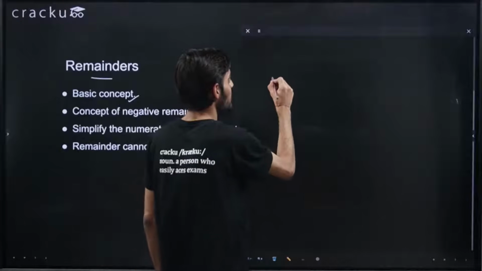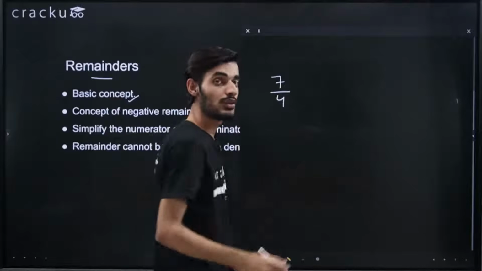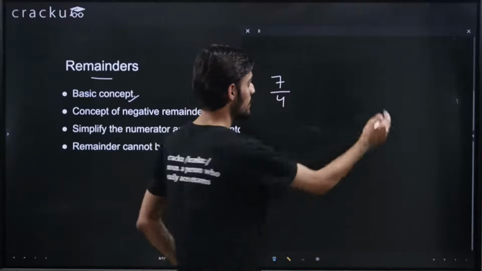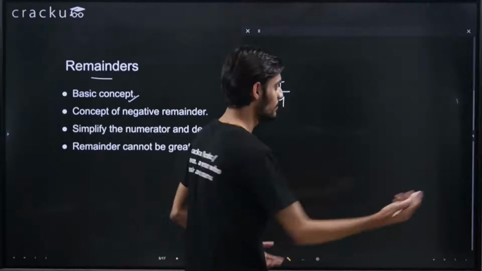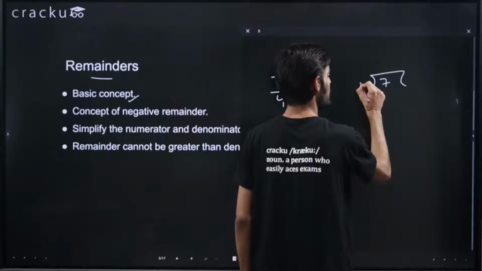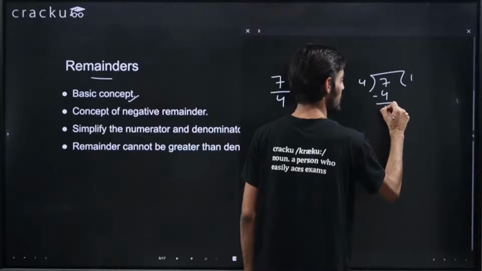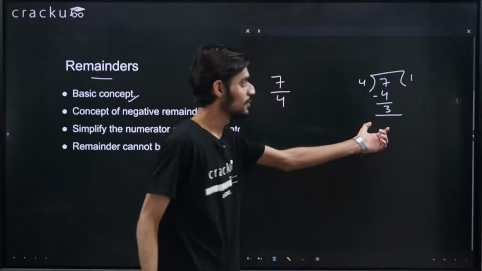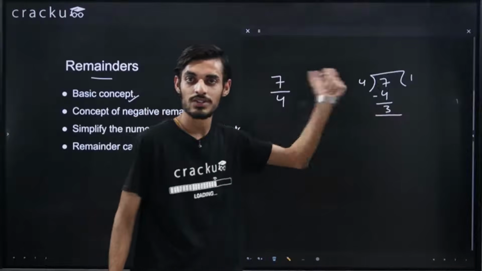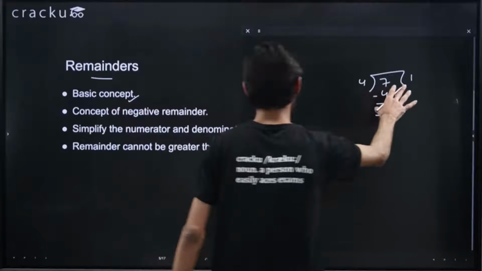So if we were to calculate, let's say, 7 divided by 4, how we used to do it during our school days? Just trying to explain it. This is how we used to do that: 7 here, 4 here, and 4 into 1 is 4, and the remainder comes out to be 3. So this is the basic calculation that we used to do during our school days, right? But this is pretty basic, so I should not waste a lot of time here.